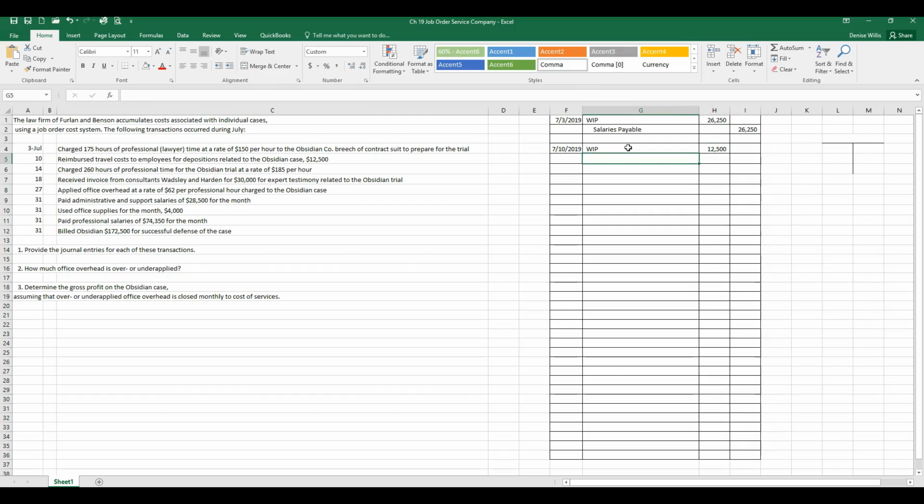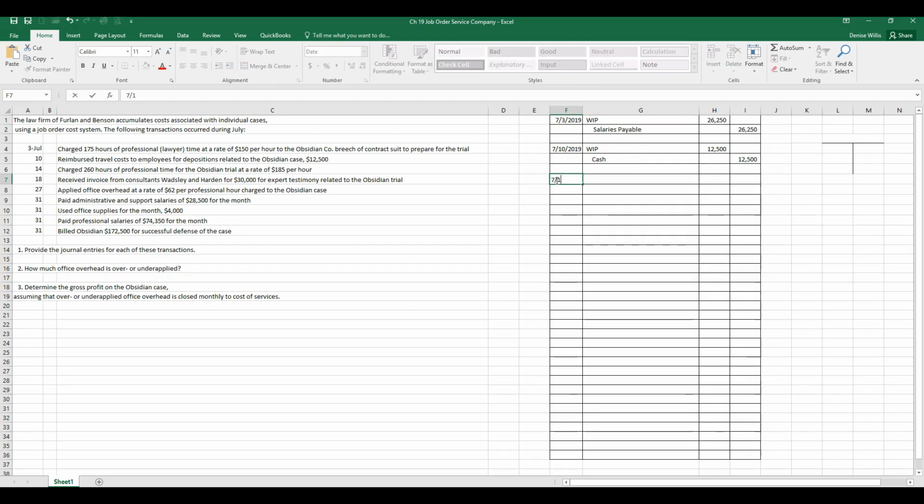What are we going to have as our credit here? It says we reimbursed them. That means we're out the cash. So let's credit cash, and we'll put 12.5 there. Okay. So far, so good.